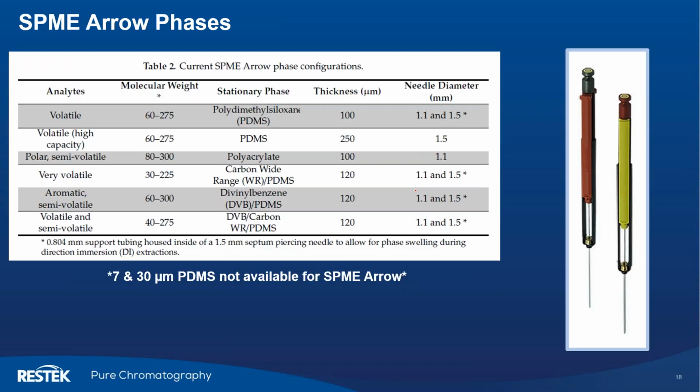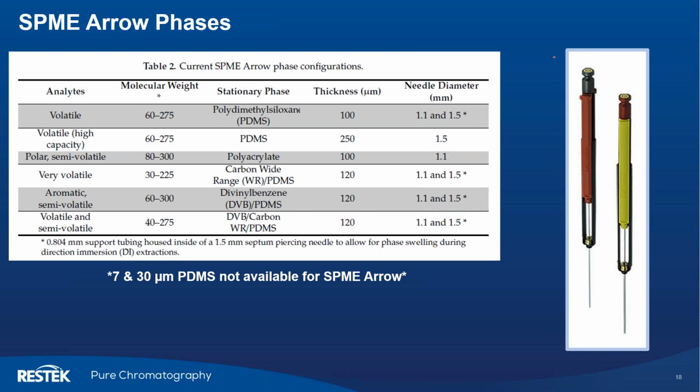Now, we also offer many of these same phases for the SPME Arrow. What you will notice is different for the SPME Arrow is that we don't have each of the unique film thicknesses or coating thicknesses for the polydimethylsiloxane, right? So we don't offer the 7 micron or 30 micron PDMS phase for the Arrow. We only offer this in a 100 micron PDMS phase. But with the extra phase volume, that's not much of an issue for the Arrow.